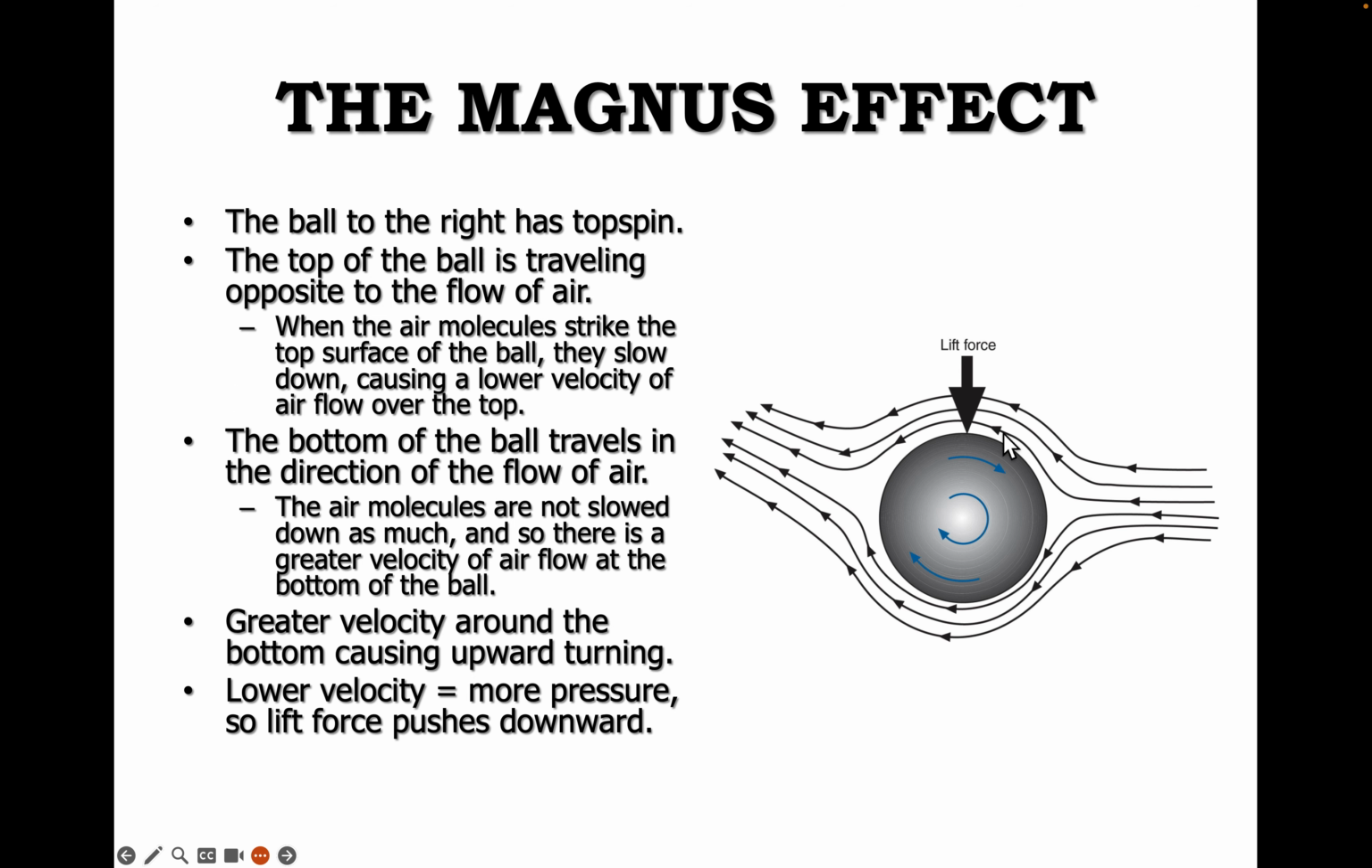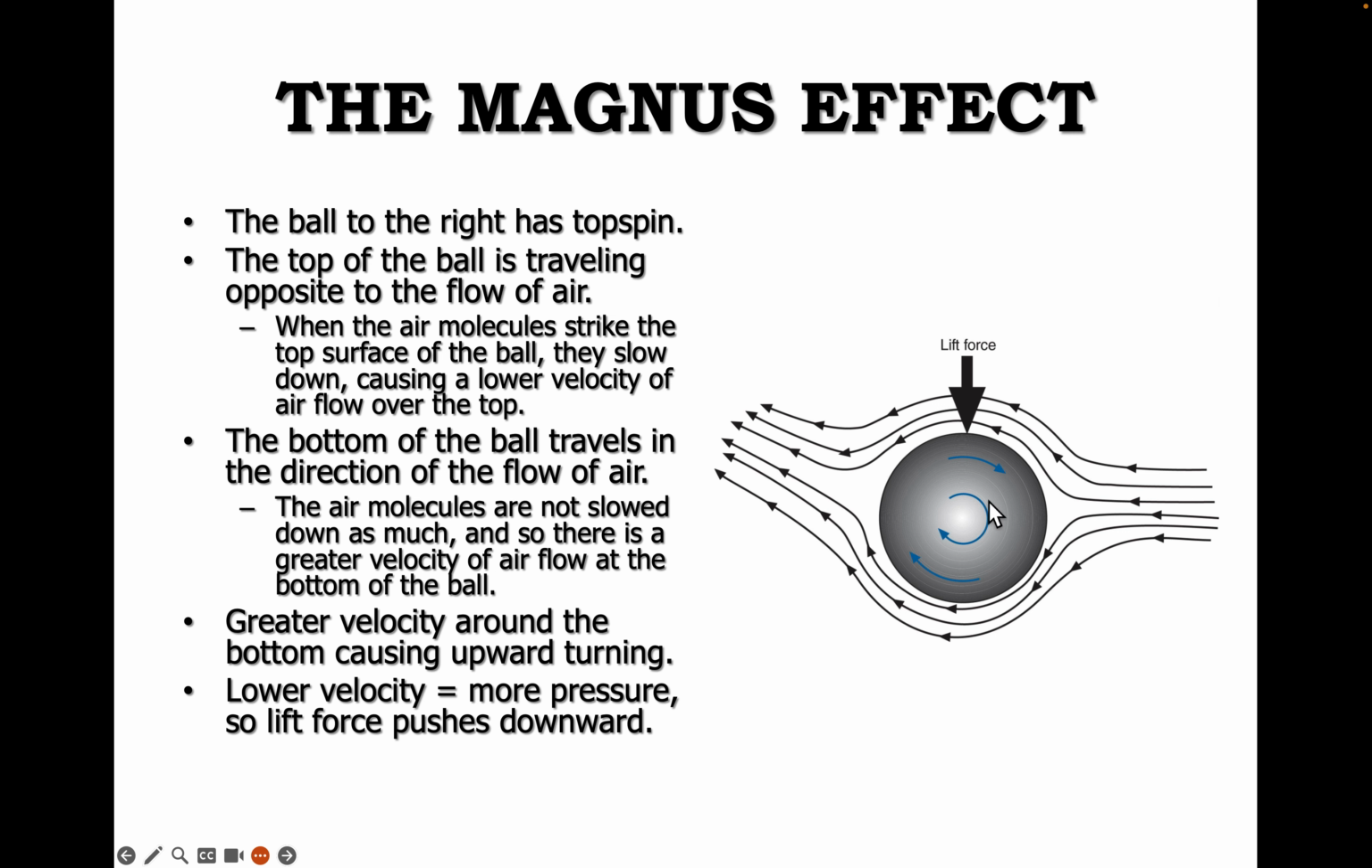Now, if we look at this ball here, this ball is traveling from left to right. So it's going to the right. This particular ball has what we consider top spin. So it's going to the right and it's spinning down, or spinning from the top down, in the direction to the right.